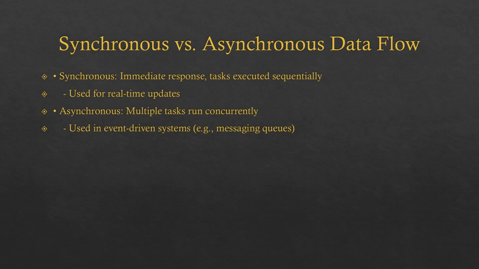Next, let's differentiate between synchronous and asynchronous data flow. In synchronous data flow, tasks are executed in a sequential manner with an immediate response expected. This is great for real-time data updates. On the other hand, asynchronous data flow allows tasks to run concurrently, ideal for event-driven systems like when using message queues.